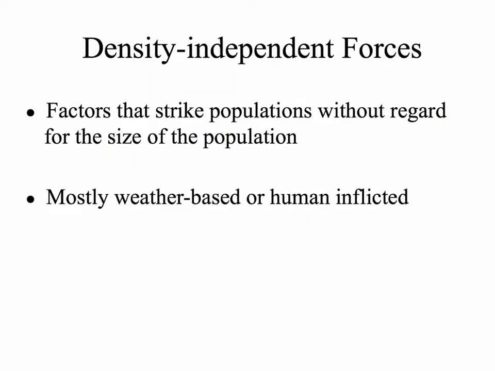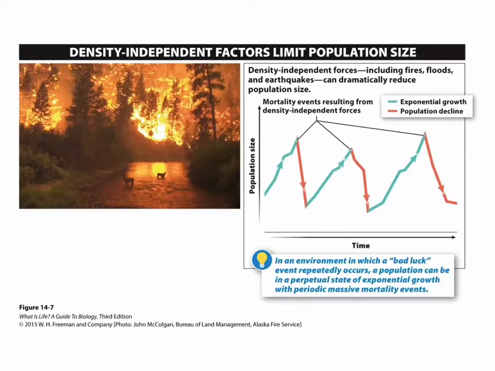Density-independent factors are ones that strike populations without regard of the size of the population. Generally, these are weather-based or human-inflicted disasters. Things such as fires, storms, floods, or humans destroying a habitat can all be density-independent factors. Density-independent factors limit population size by drastically decreasing the population very rapidly. This then allows the population to recover over time.